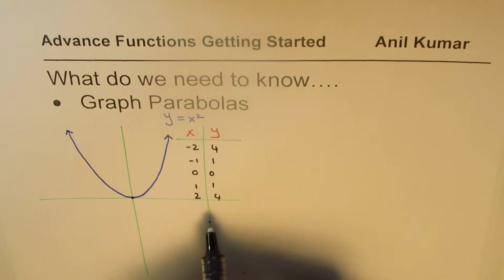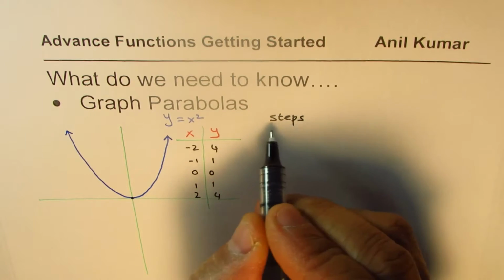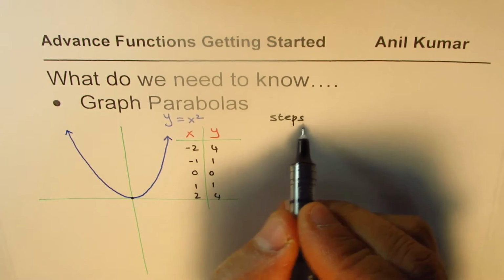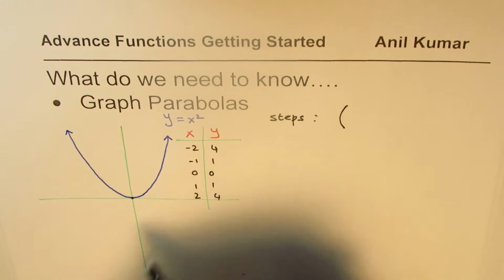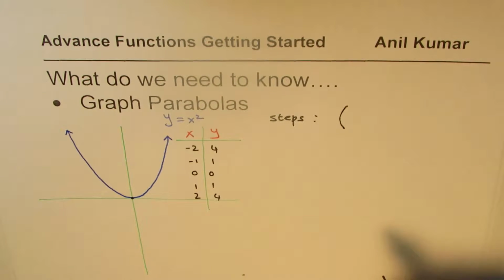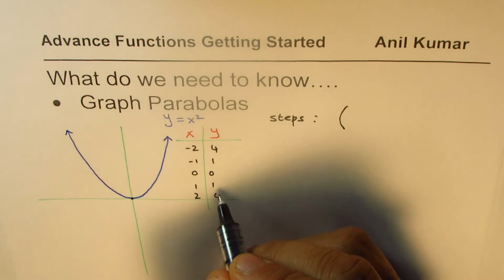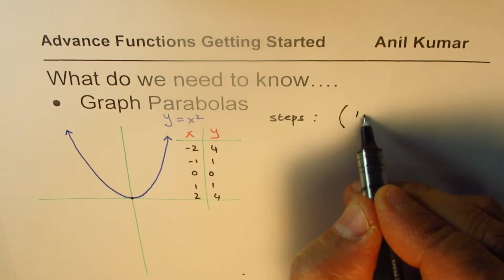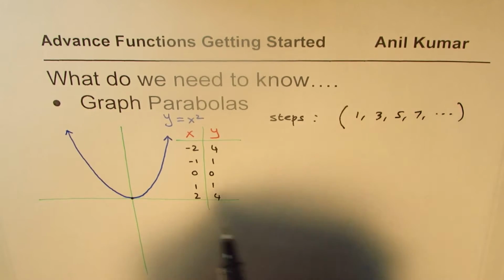The other way to do the same thing is to follow steps. Now, this method of sketching with steps is very important. In any parabola, the second difference is constant. But what is the first difference? If you calculate the first difference, you'll find that it is 1, 3, 5, 7, and so on. Let me show you.